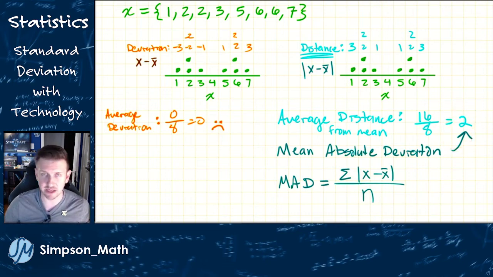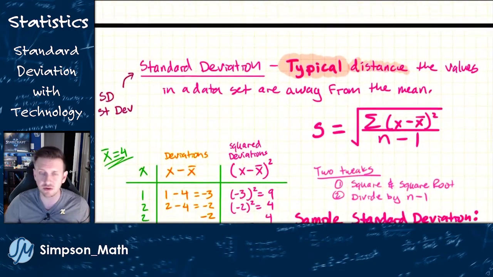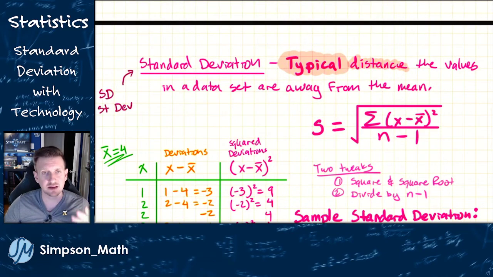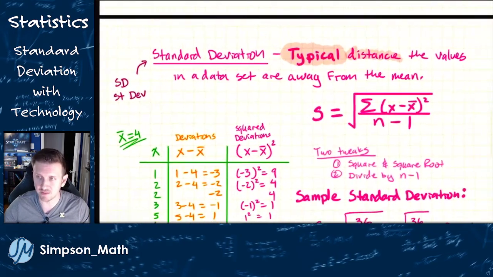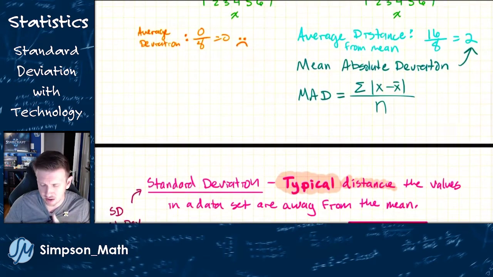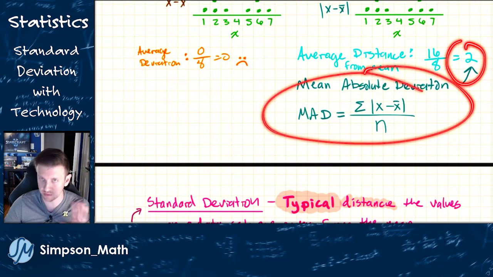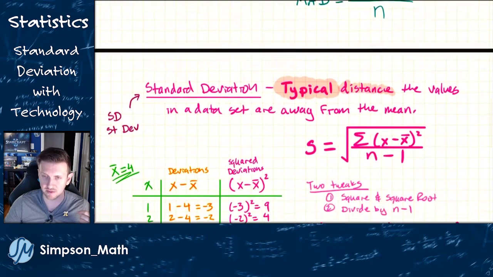Now the standard deviation, like I said, the standard is the typical, the usual thing. So the standard deviation is the typical, usual deviation. If I had to define this, I would call it this: the standard deviation is the typical distance that the values in a data set are away from the mean. Notice it is not the average distance. It's going to be very, very close to the average distance. This is the actual average distance the values are away from the mean.